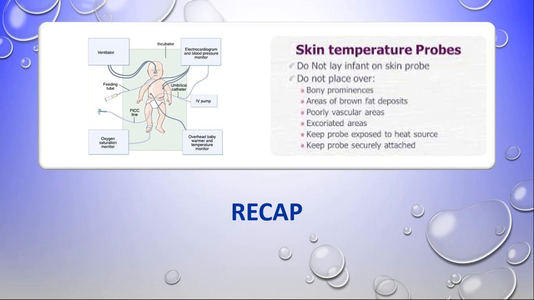Also avoid areas of brown fat deposit. That would be the back, which is where we often see it, along here on the thighs and up here on the arms. So the area that's mostly used is this area around here. Just be careful not to put it on the liver. You can put it under the liver, but not on the liver, because the liver does generate quite a bit of heat. Be careful of poorly vascular areas.